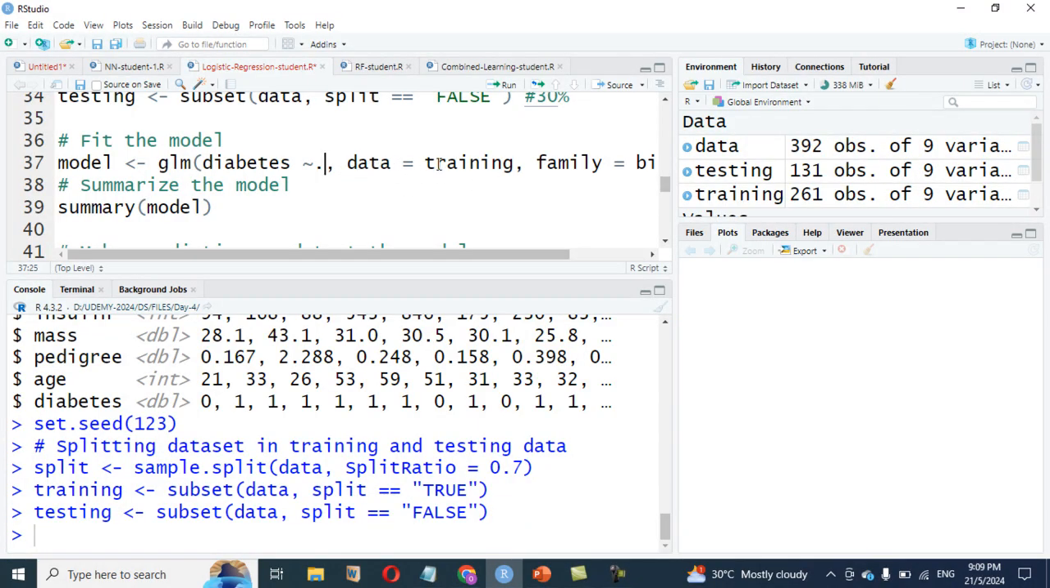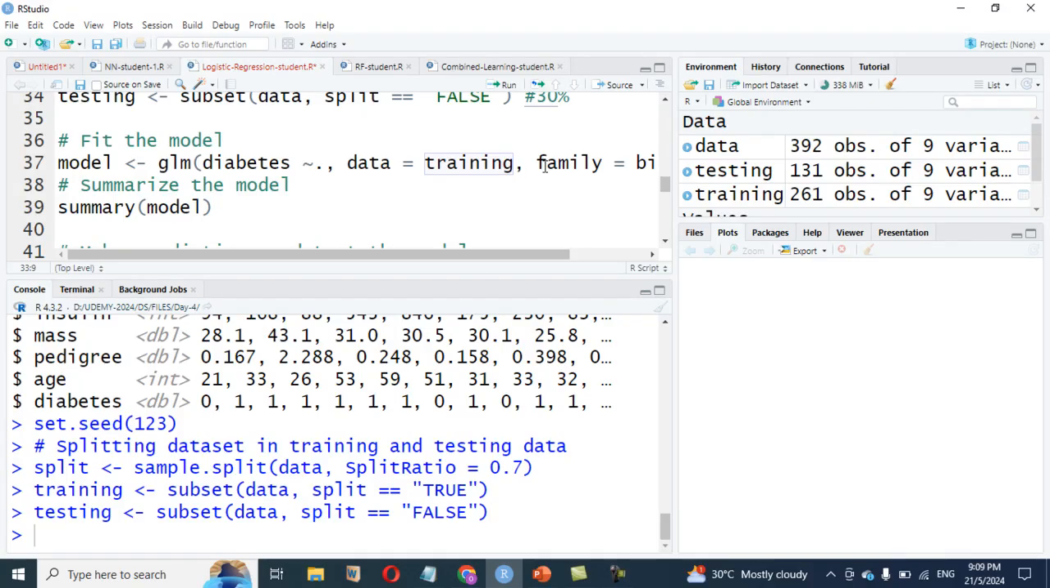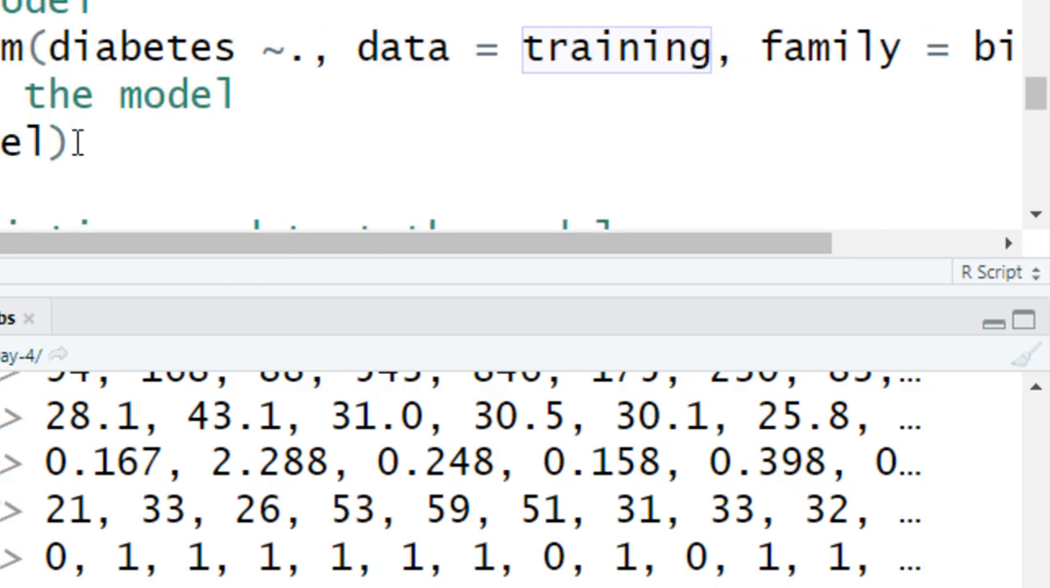Our data set is training. Don't forget, this is the training data set, right? Training. So then the family is binomial. This family is binomial. That's what we are trying to do. It is a binary concept. So we run this model, right?